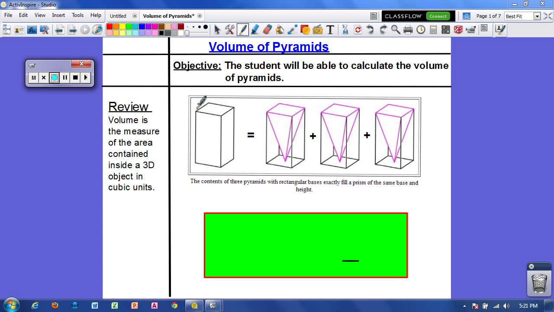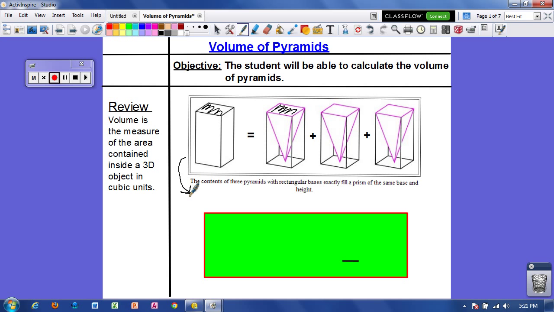We have a rectangular prism. Then we have the same rectangular prism with this purple rectangular pyramid inside of it. As you can see in this picture, it takes 3 rectangular pyramids to equal the entire rectangular prism. That means that within the rectangular prism, we could fit 3 pyramids as long as they have the same size base as the rectangular prism.